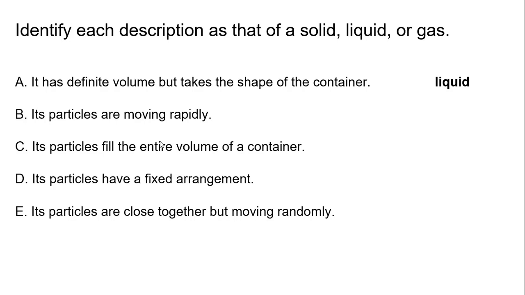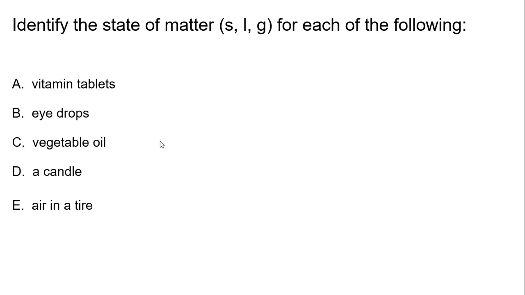Its particles are moving rapidly. That would be a gas. Its particles fill the entire volume of the container. That is also a gas because the gas will expand until it hits resistance. Its particles have a fixed arrangement. That's a solid because it can't move. Its particles are close together but move randomly, and that's water. That's liquid. They can still move, they can take the shape of a container, but it definitely has volume.